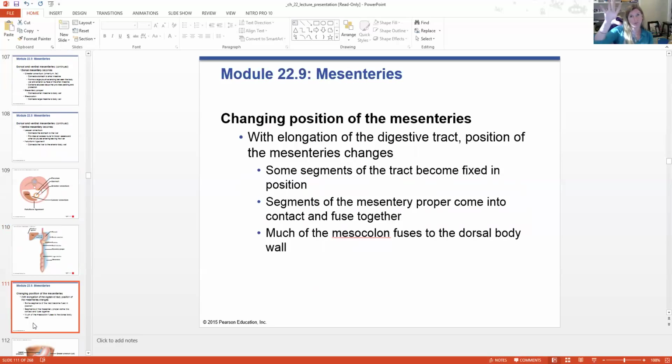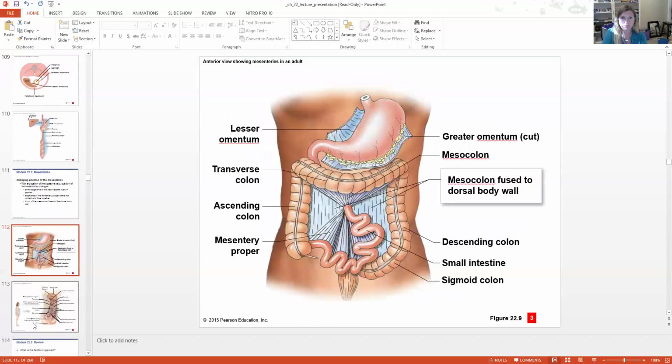With the contraction of our digestive tract, as it tends to move with the contractions, the position of the mesenteries are going to change as well. So some of the segments become more fixed in position than others. Some of the segments of the mesentery proper come into contact and they fuse together. So much of that mesocolon is fusing to the dorsal body wall, allowing for other movements to take place, anchoring everything in place. So the mesocolon fused to the dorsal body wall. Mesentery proper is much less loosely connected so that the small intestines can kind of wiggle and jiggle and contract as needed.